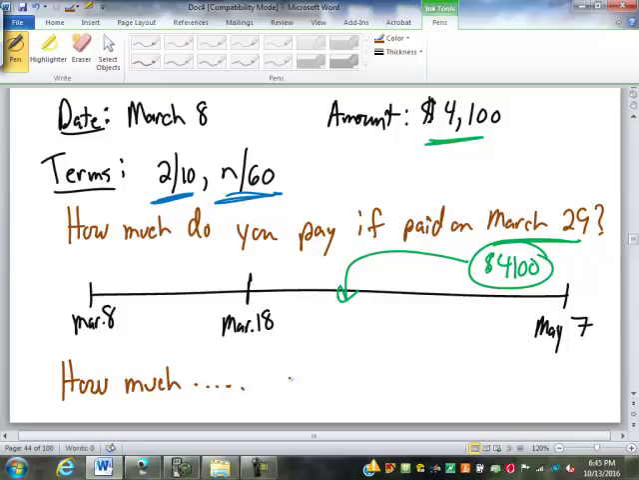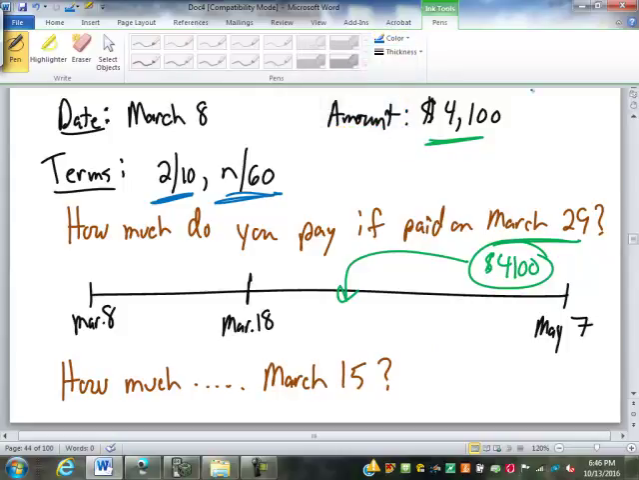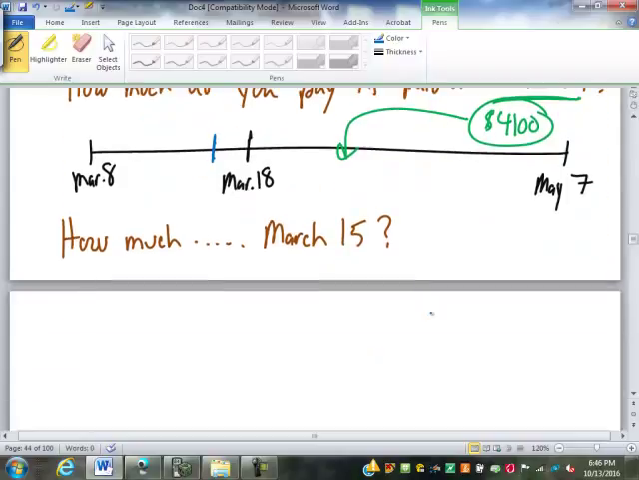How much would you pay if you paid on March 15th? Well, do we get a discount now on the 15th? Yes, we would. We get a discount here. How much? 2%. Now we're going to do the same thing with this cash discount as we did with our trade discount. 2% discount.